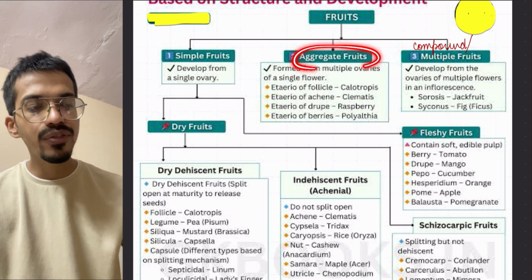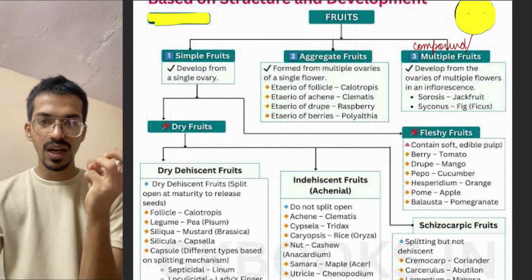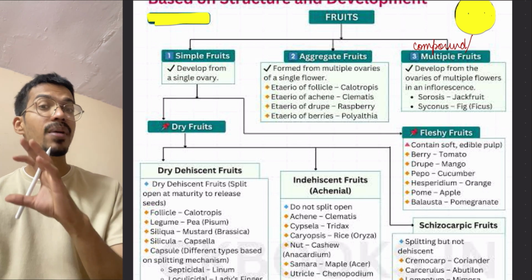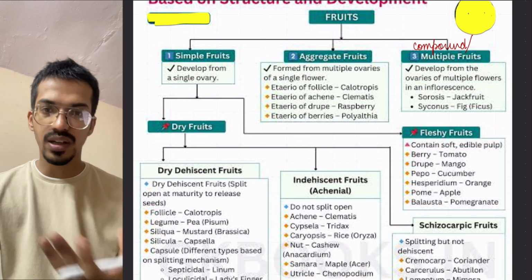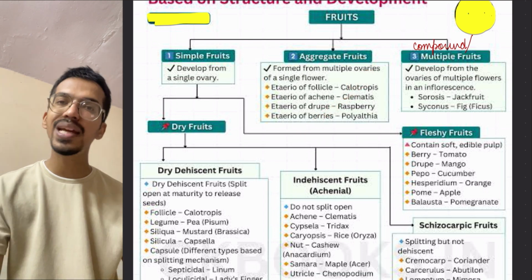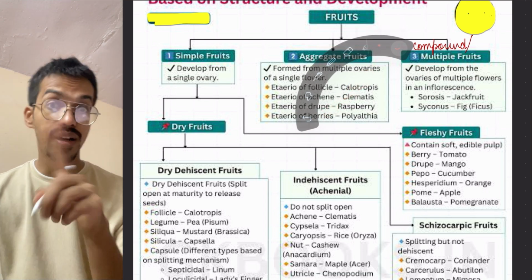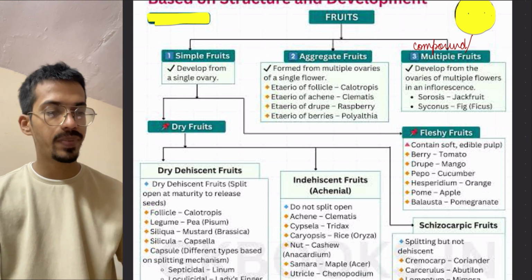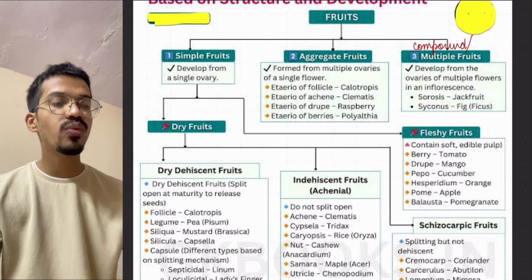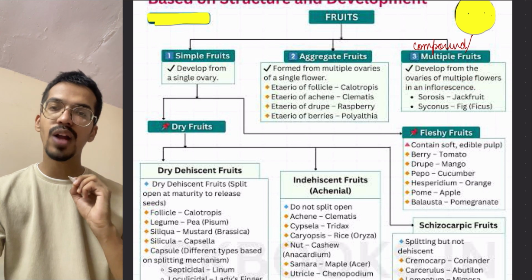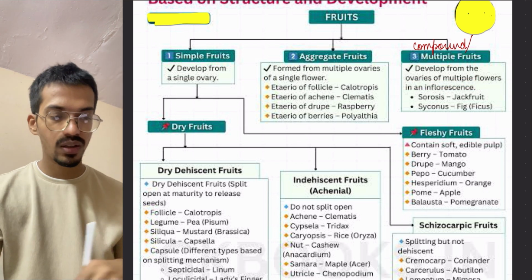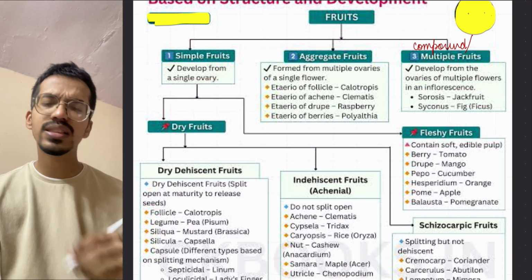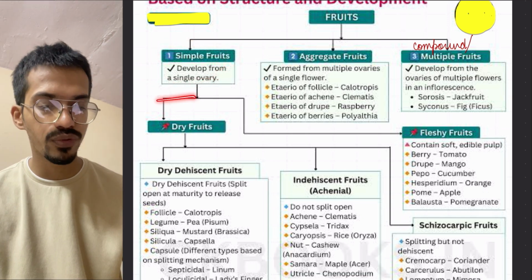Aggregate fruit forms from multiple ovaries which come together, which are joined together in a single flower. So when we were studying the syncarpous condition, these kinds of things might be present. Understood the fact? If you didn't understand, let me know in the comment section and I will explain it much better. Then multiple fruits means multiple ovaries are present in one flower and then it forms up. So this is also an example. Now in the simple fruits, there are further 3 types of fruits.